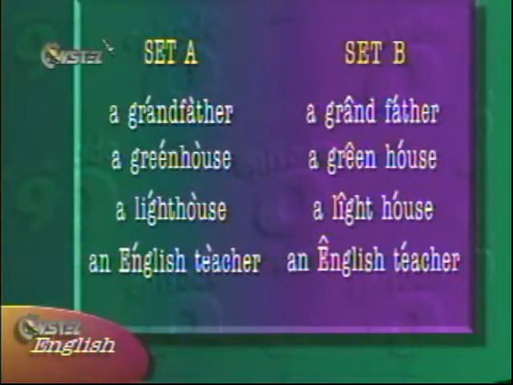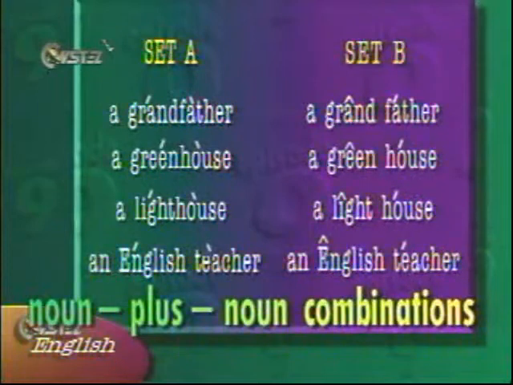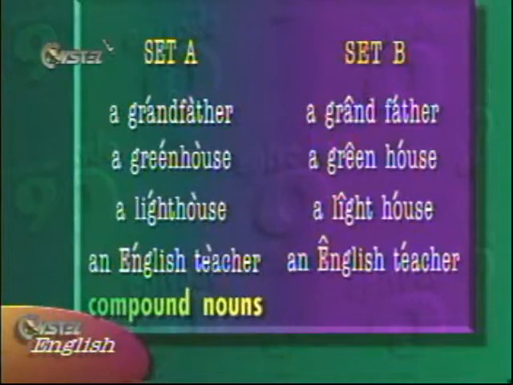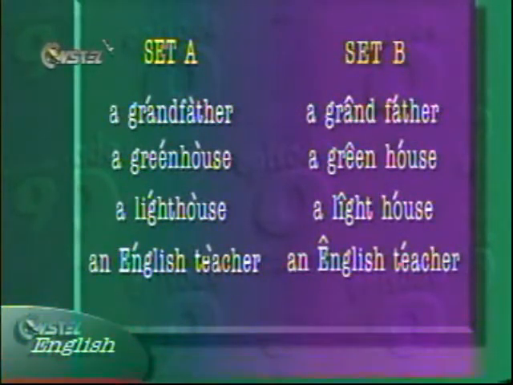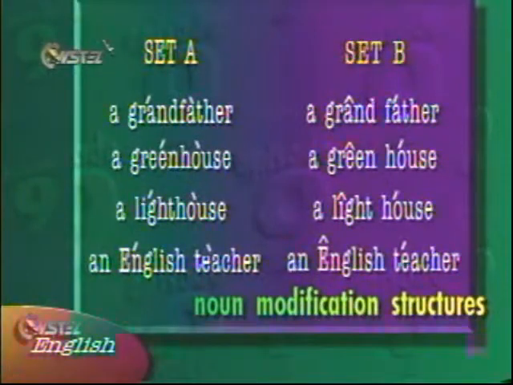A grandfather, a grandfather, a greenhouse, a greenhouse, a lighthouse, a lighthouse, an English teacher, an English teacher. What is the difference between the two sets of words? What sets the difference? Note that certain noun plus noun combinations may be used either as compound nouns, as in set A, or as noun modification structures, as in set B.